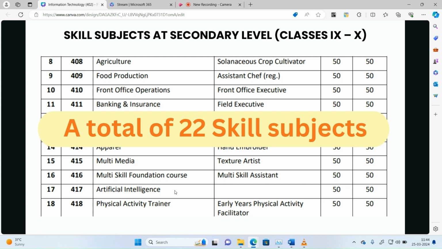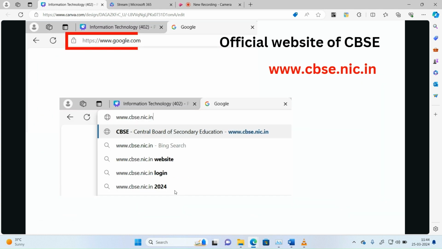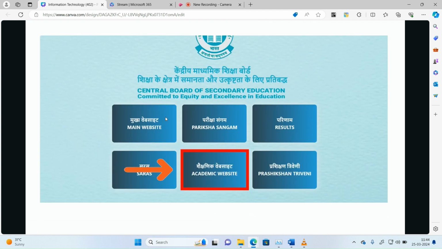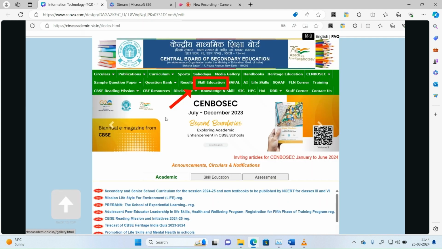And how to check out, if you want some information about the skill subjects, feel free to visit the website. This is the official website, cbse.nic.in. All you have to do is just type this URL on the address bar of your browser and you'll be taken to the website. This will be the first page which you get, in which you have to go to the academic website. Then after that, you have to go for skill education.